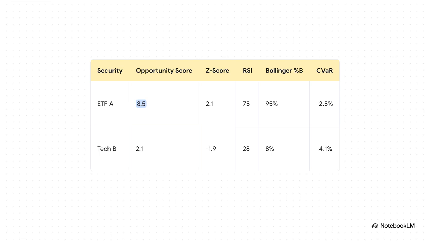This is not a simple indicator. It's a composite score that synthesizes a whole battery of statistical tests. It incorporates the Z-score for propensity to mean revert, momentum indicators like RSI, volatility measures like Bollinger %B, all while integrating a forward-looking risk metric, the conditional value at risk, or CVAR. This allows you to rank opportunities across ETFs, equities, commodities, and currencies on a true like-for-like, risk-adjusted basis.